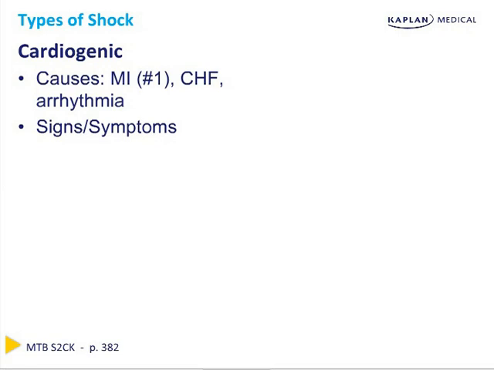cardiogenic shock mimics hypovolemic shock from a symptomatic standpoint, because again, the body is vasoconstricting the peripheral vessels to ensure that what little cardiac output is being generated is shunted towards the vital organs. Thus, patients again appear pale and cold.